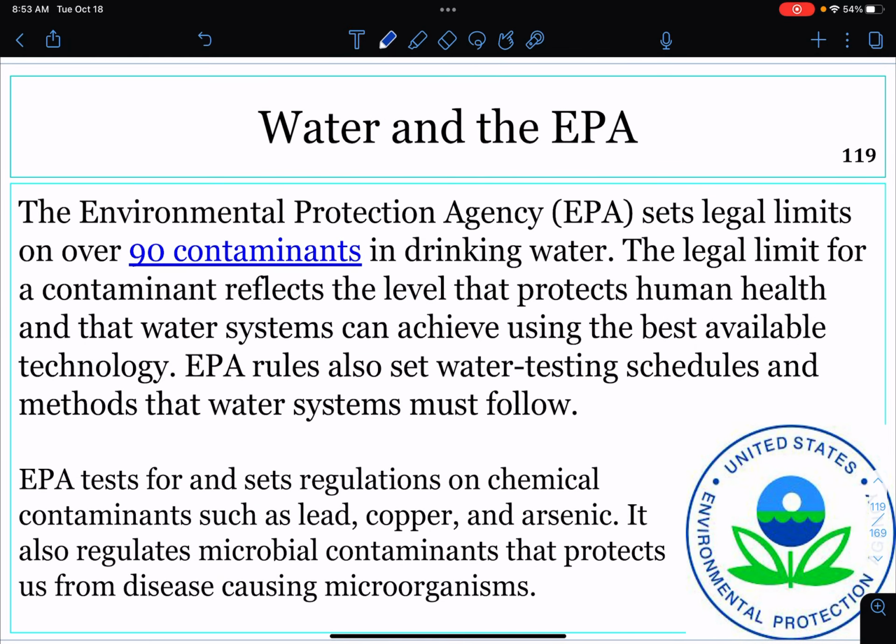The Environmental Protection Agency, or EPA, helps protect us from harm by setting legal limits for over 90 contaminants in our drinking water. These limits are based on the studies that have been done showing at what dose or amount of these contaminants begins to be harmful to human health. Before the EPA, humans would often get sick from drinking water that had extremely high levels of pollutants that caused things like dizziness, vomiting, fatigue, seizures, and in really bad cases, brain damage and death.